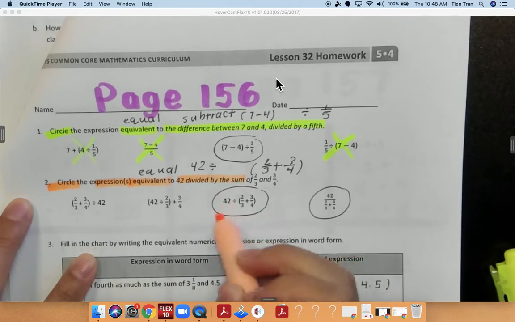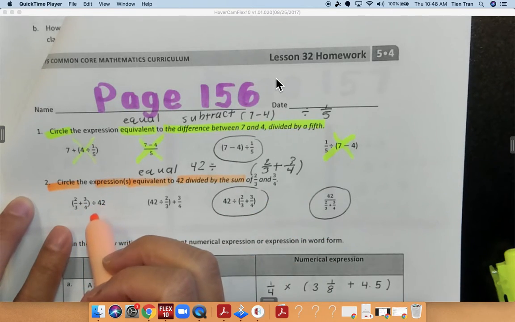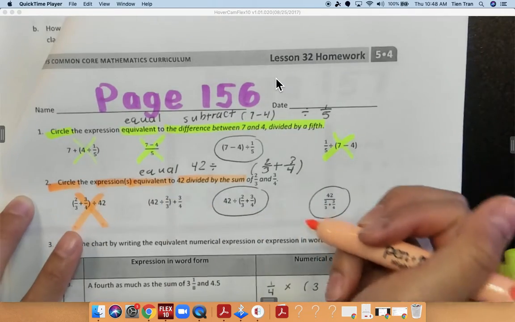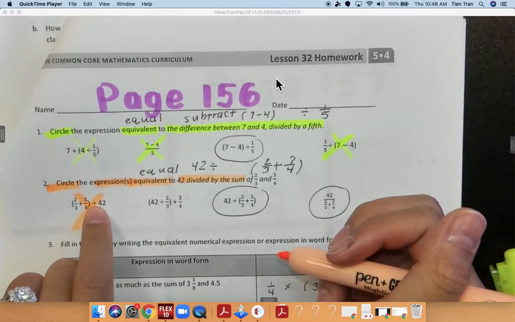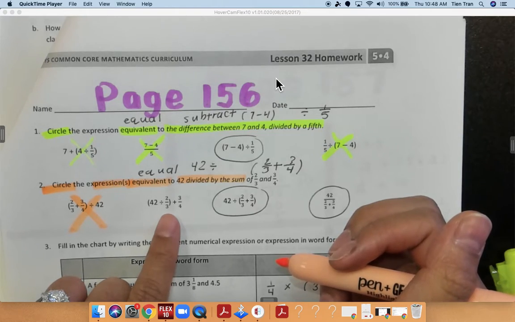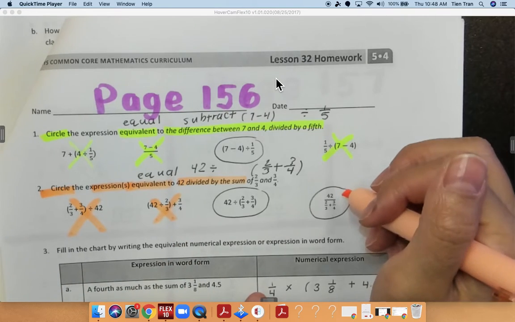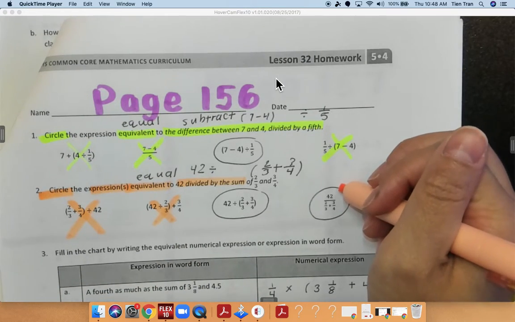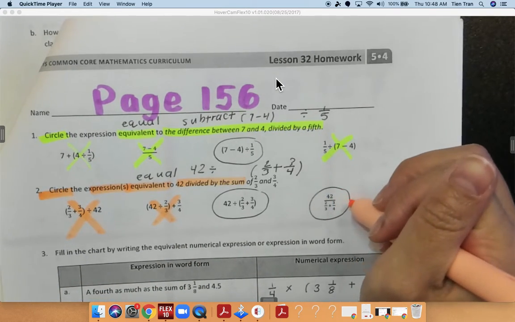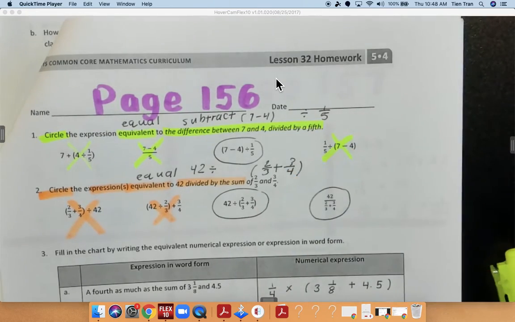This is the only one that shows me that it's correct. This one puts 2/3 and 3/4 first. Remember, I said for division and subtraction, you cannot have division afterwards. This one says 42 divided by 2/3, which is not correct. That's not the order they asked you to put it in. And this one is also correct because it's 42 and you're dividing it, so everything is under 2/3 plus 3/4. So both of these are right.